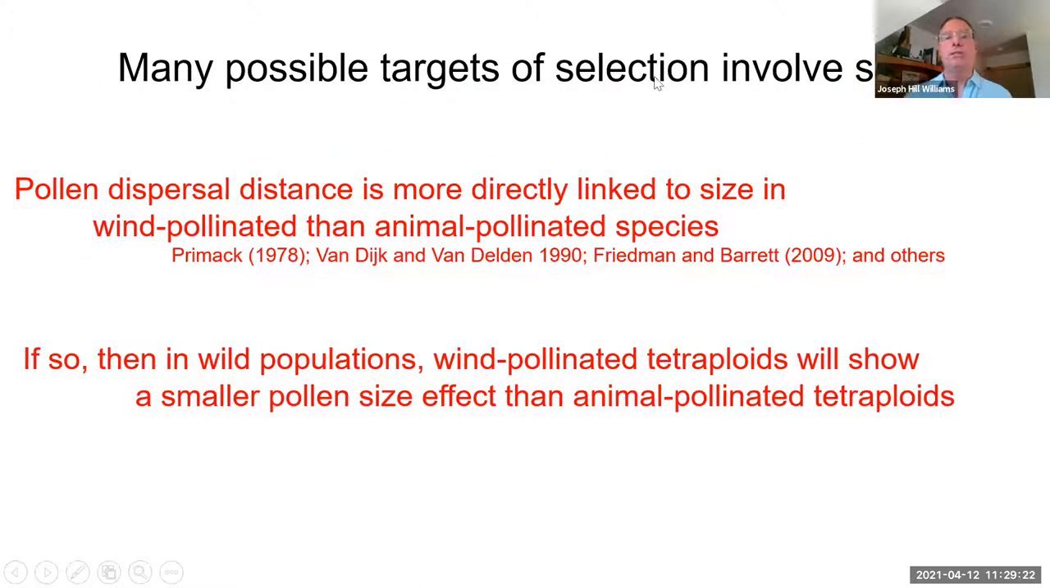So pollen size is obviously being selected by lots of different things. There are many possible targets, and I just looked at one of them. One is that the pollen dispersal distance is pretty directly linked to size for wind-pollinated species relative to animal-pollinated species. So that could be dragging down that pollen size effect in the wild species. And so you'd predict then in the wild populations that wind-pollinated tetraploids would show a smaller pollen size effect than animal-pollinated tetraploids, if that was so.